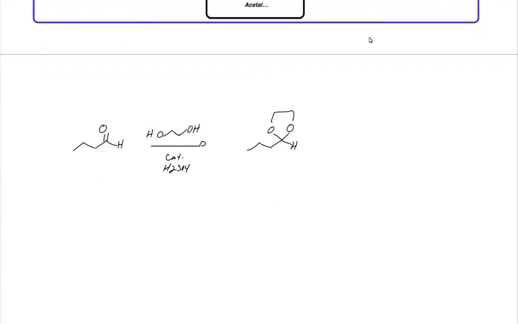So let's imagine we just show another example. Perhaps we have this structure here. If I were to react with my 1,2 diol and catalytic acid, I'm going to imagine drawing my structure without the C double bond O. I'll then connect each of my oxygens from my 1,2 diol to that carbon and connect them via a 2-carbon chain.